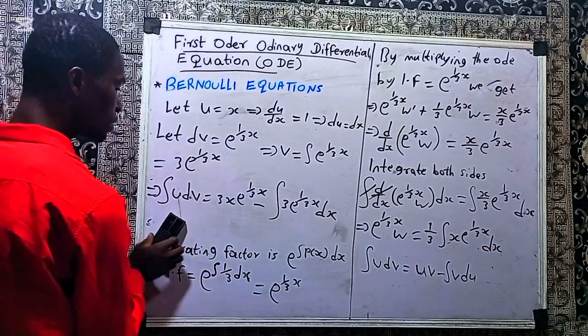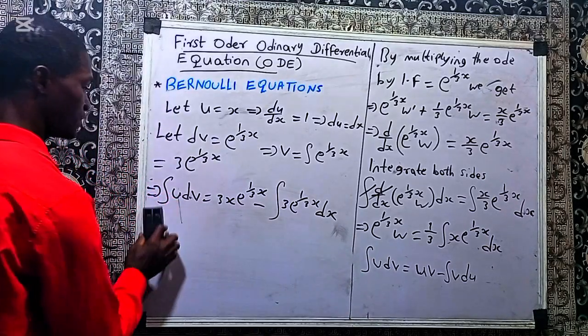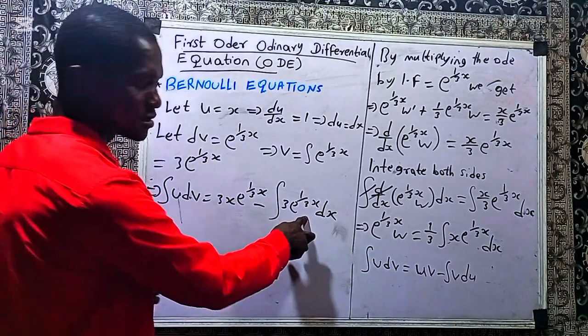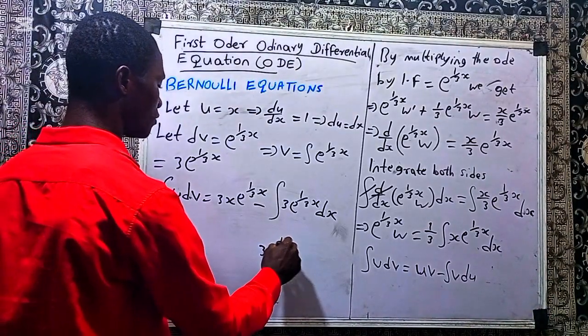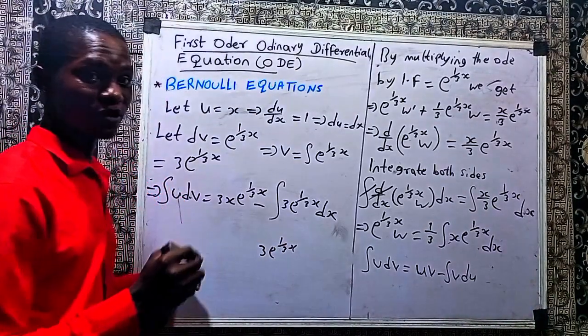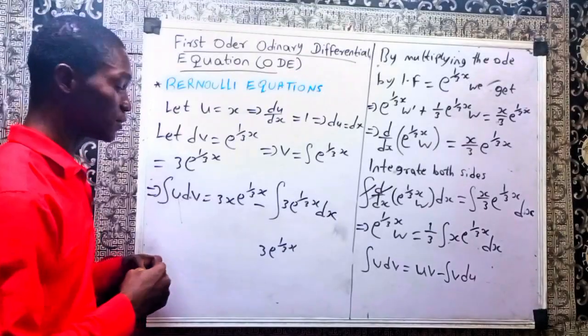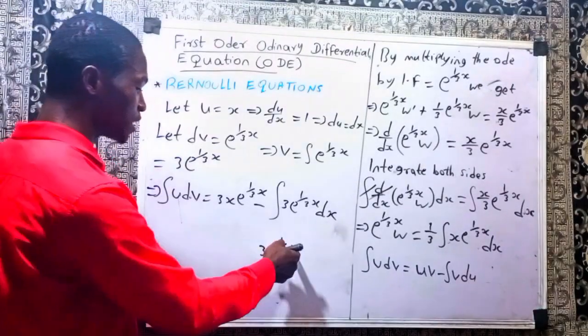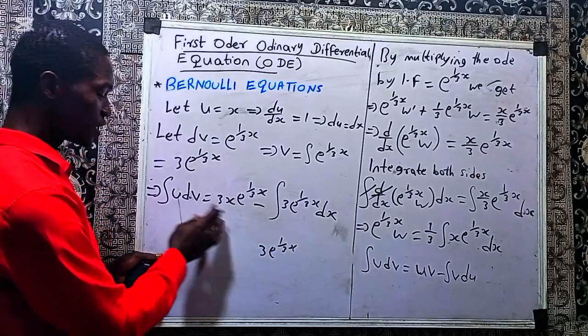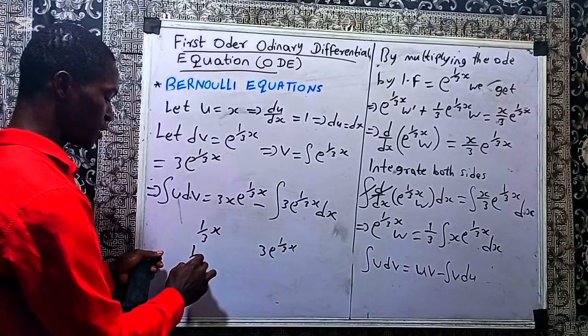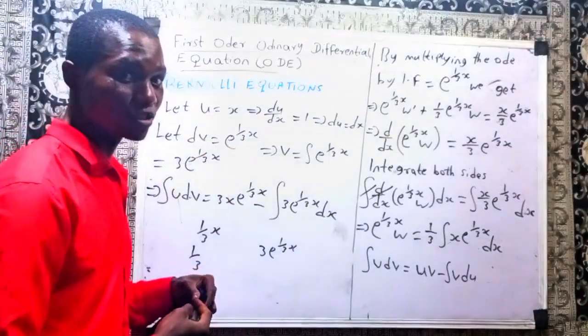So our integration has not finished. We need to integrate this last one. But what we have is just 3 exponential 1 over 3x. Using my previous explanation, you differentiate the index. What's the index? 1 over 3x. So if you differentiate this index, what will you have? 1 over 3, just as we did it earlier, which is a constant.